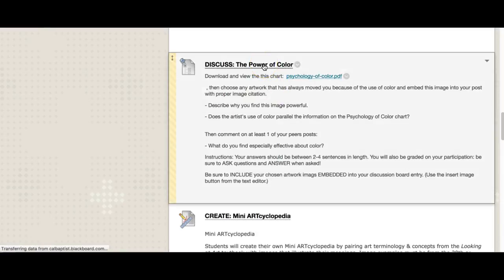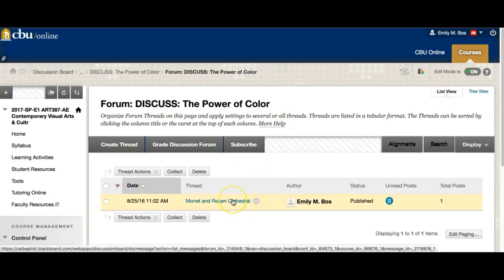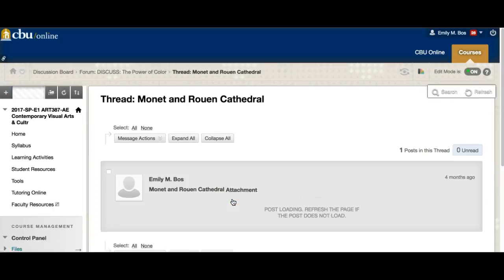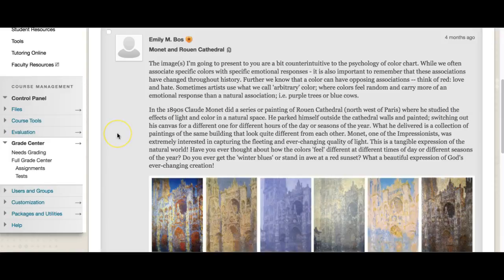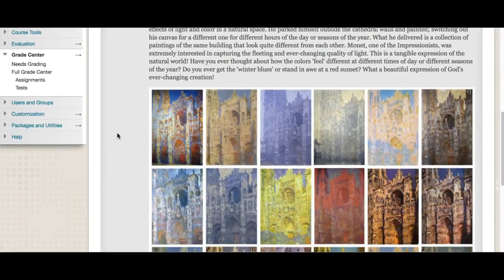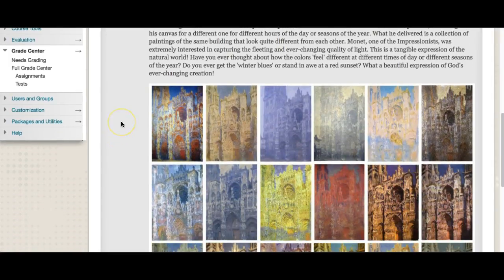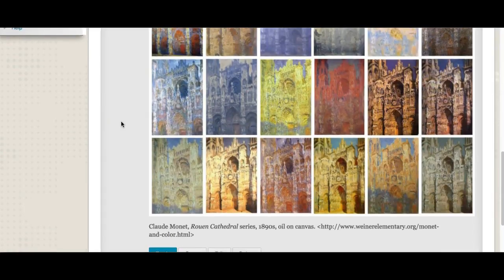And when you click on this discussion board, you will notice that I already have done one entry. And so this is an example and just something I found interesting to get you thinking about this whole idea of color. So I will let you read through this. I've written about a series of paintings that Monet did, where he was really studying the effects of light and color throughout the day and throughout different seasons of the year on the same scene.